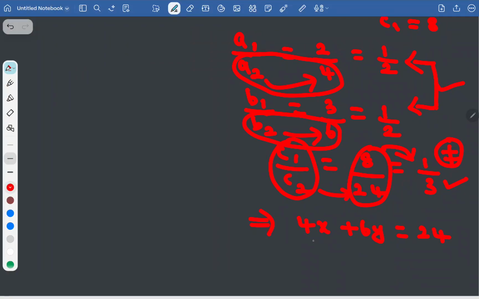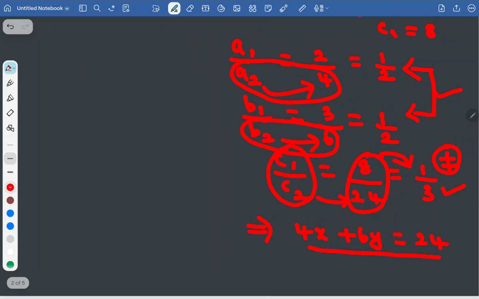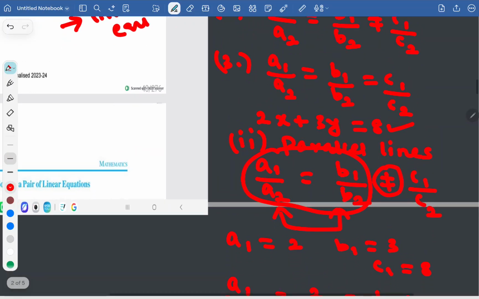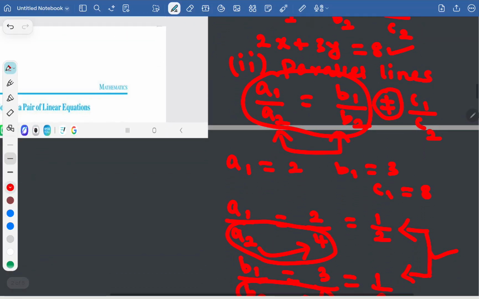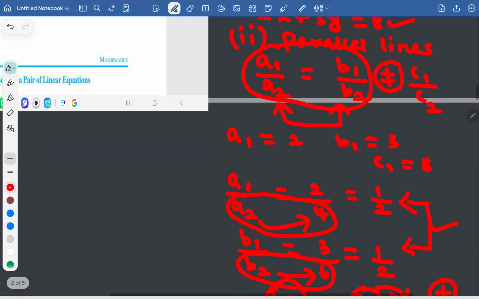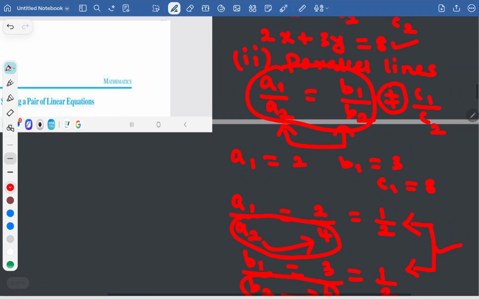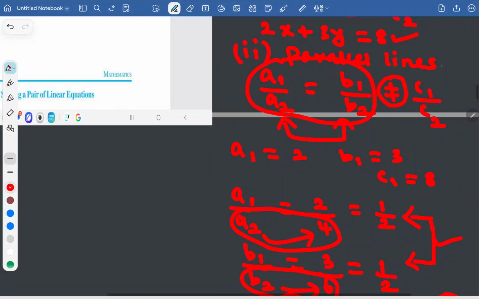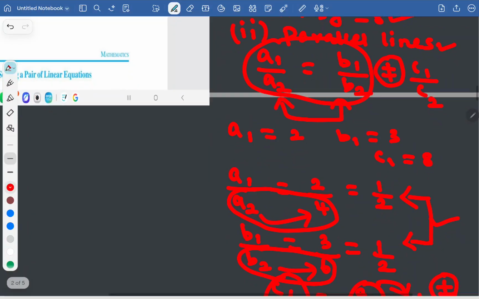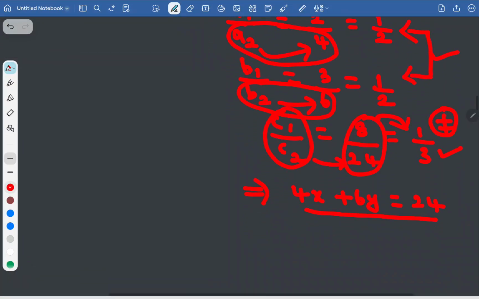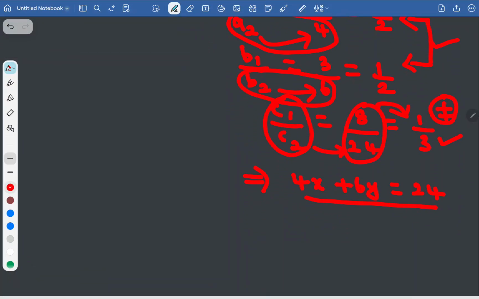4x plus 6y equal to 24, and 2x plus 3y equal to 8. After seeing the ratio, A1 by A2 is equal to B1 by B2 but not equal to C1 by C2. This is the condition for parallel lines. Therefore, the construction of another linear equation for the second case is 4x plus 6y equal to 24.